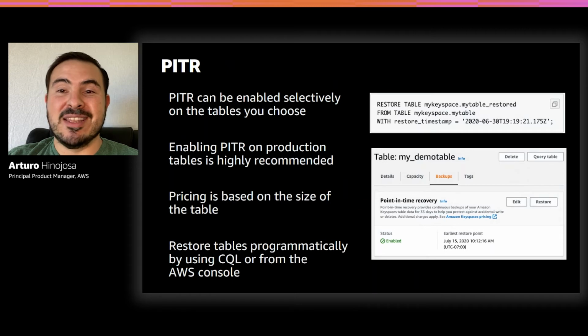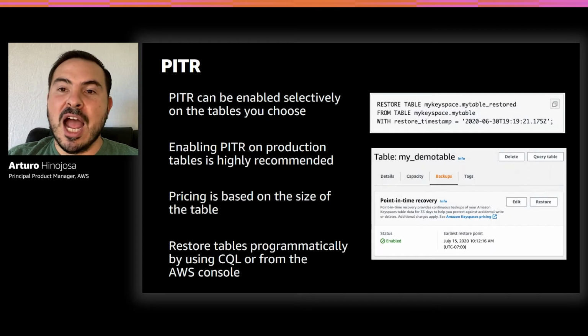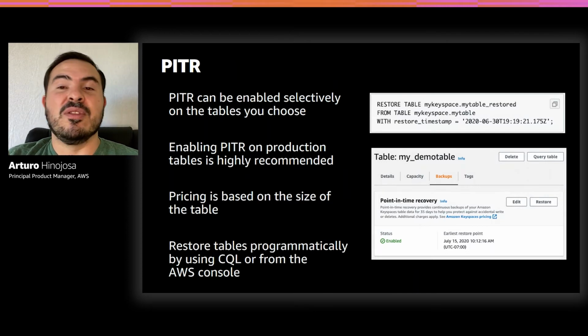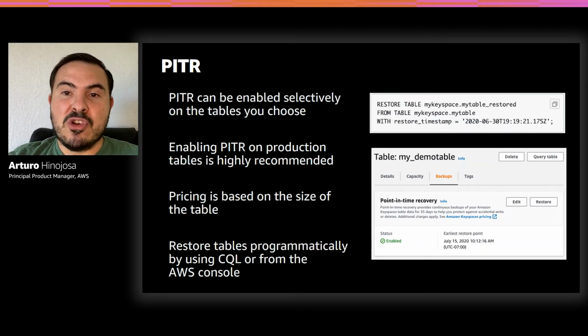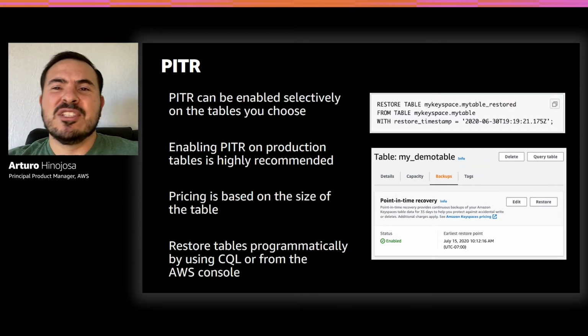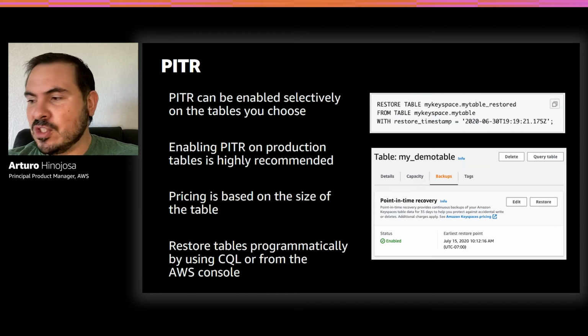PITR is priced based on the size of the table you store. So if you have like a 1 gig table, you pay 1 gig for storage, you pay 1 gig for PITR. And you can even manage PITR using the AWS console if you prefer the point-and-click GUI, or you could manage PITR programmatically using CQL-SH. We actually extended the CQL grammar so you can manage backup and restore right from CQL, which is pretty cool. So again, that's a quick overview of Amazon Keyspaces and its key benefits and the service architecture.